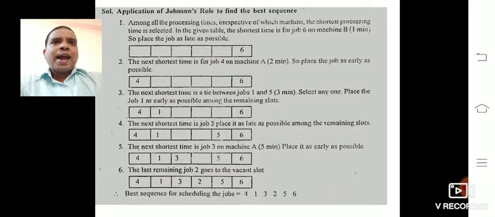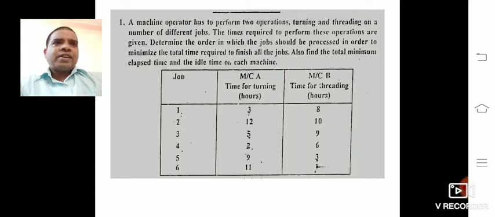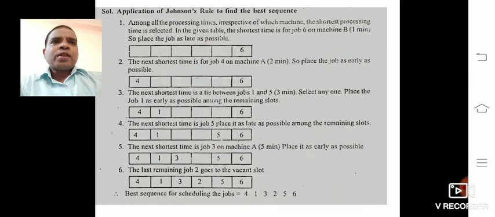So place the job as late as possible. For job 6 on machine B the processing time is 1, so it is the minimum time considering both columns. Since the minimum processing time occurs at machine B, we place that job at the extreme right side, that is, as late as possible. So we have kept the 6th job at the extreme right side.